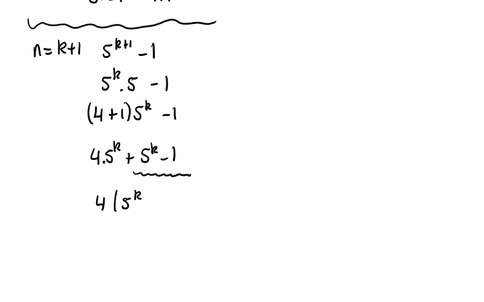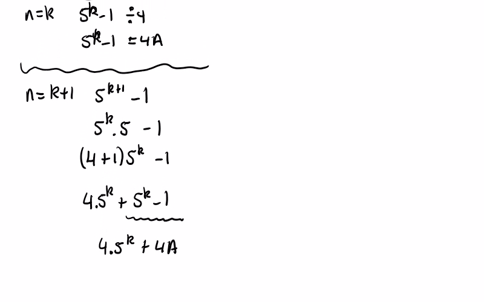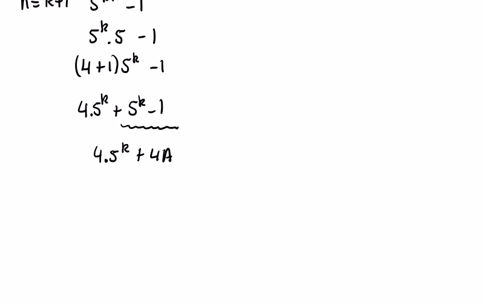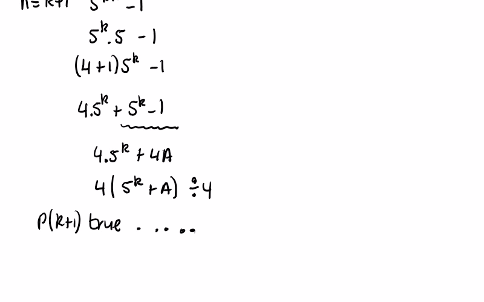I'm factoring out my 4 from the first one plus, actually I should have written plus 4a first. Let me do that. 4 by 5 to the power of k plus 4a, which is what we said 5 to the power of k minus 1 was. So I have 4 times (5 to the power of k plus a), which is divisible by 4, true, or proposition k plus 1 true, and then write the rest of what you need to write to get full marks.